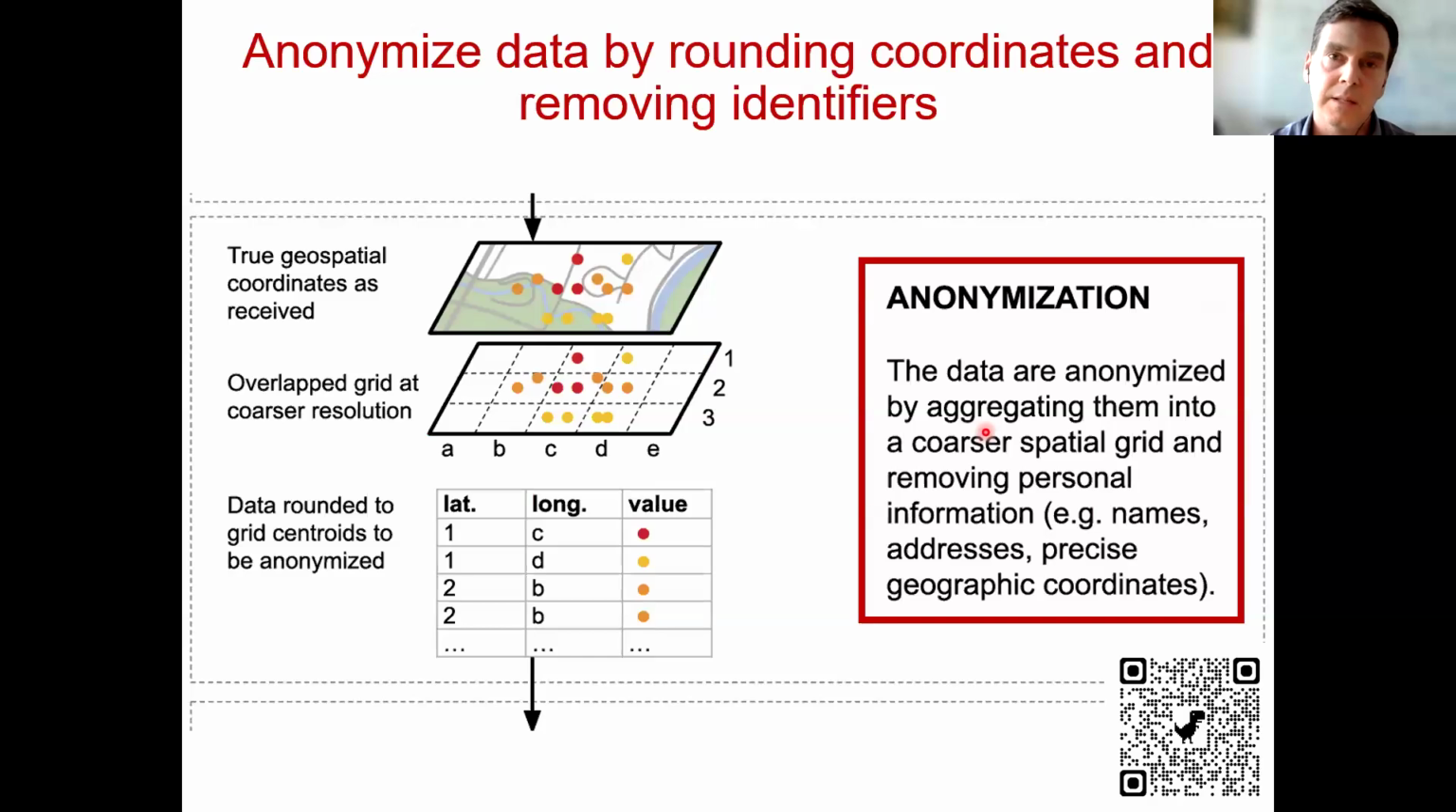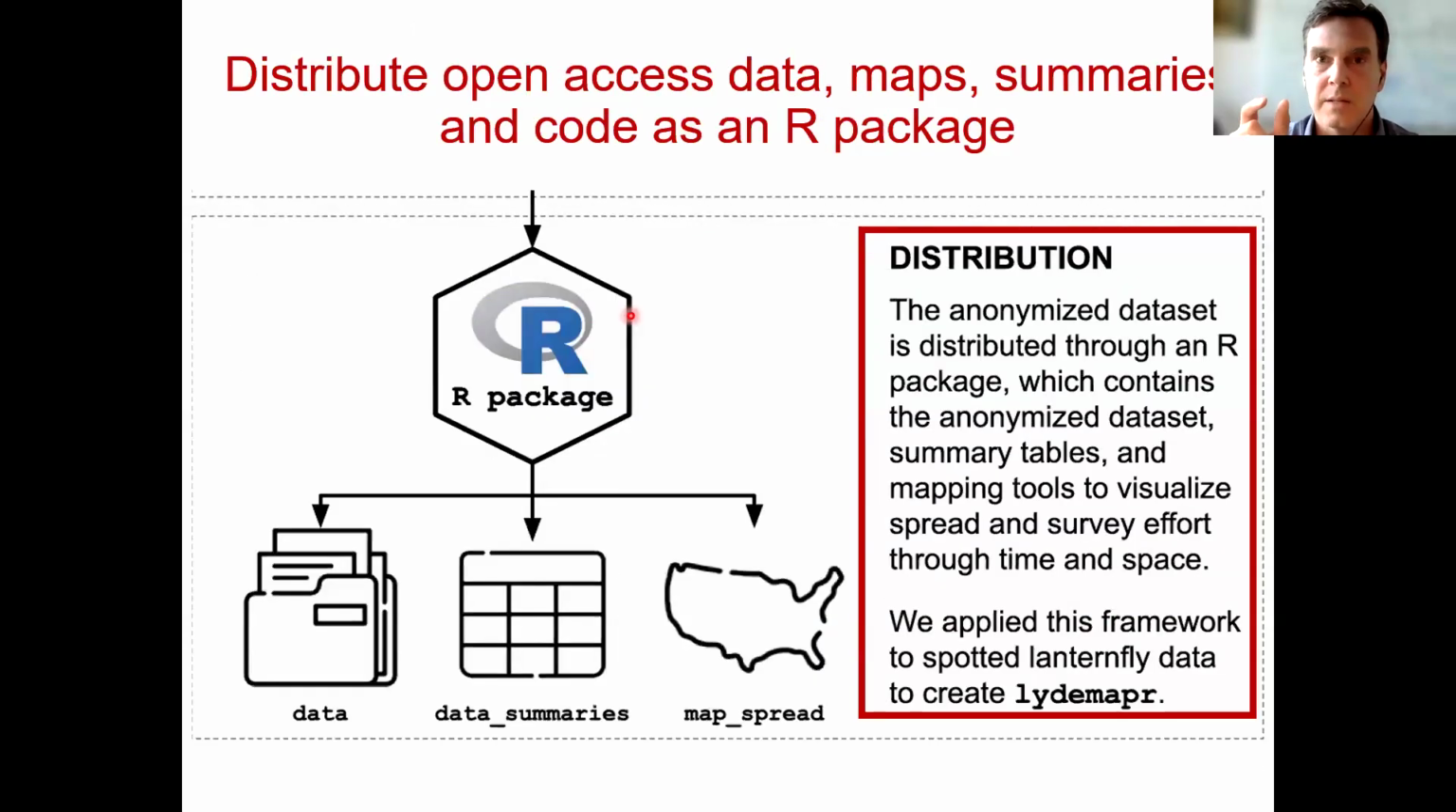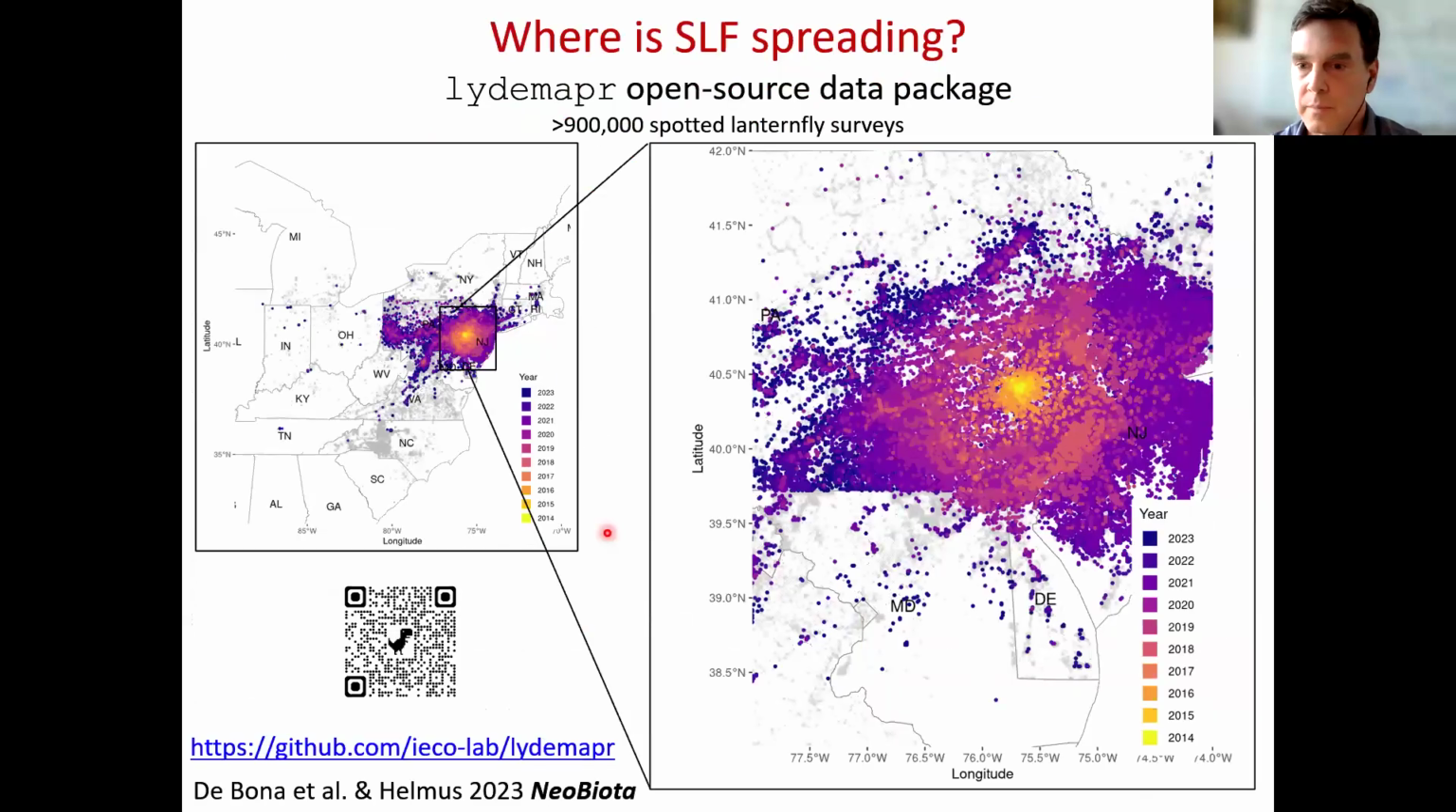And then, importantly, because a lot of these agencies are surveying on private property, we anonymize the data, remove any personal information, and also round the coordinates. So we provide open access data, not of the individual GPS points, but as a 1 km grid across the United States. We provide all these data, mapping functions, and summaries as an R package. The LIDA mapper R package is what we call it. I just talked to my team today, and we have over 1 million spotted lanternfly presence, absence, and abundance records and survey records all across the United States. We can use those data to try to understand spotted lanternfly spread.